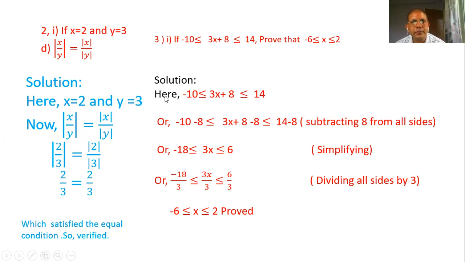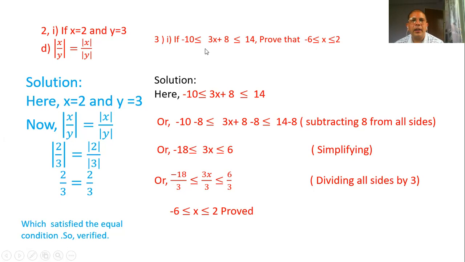Now your solution. Here: minus 10 is less than or equal to 3x plus 8, which is less than or equal to 14. First remove 8 by subtracting from all sides. Minus 10 minus 8, 3x plus 8 minus 8, 14 minus 8, subtracting 8 from all sides. It will be minus 18, 3x, and 6. Now remove 3 from all. It is multiplication, so to remove this multiplication you should use division. Divide by 3. Minus 18 divided by 3 is minus 6, 3x divided by 3 is x, and 6 divided by 3 is 2. So you got exactly the same result. So this is question number 3 first.